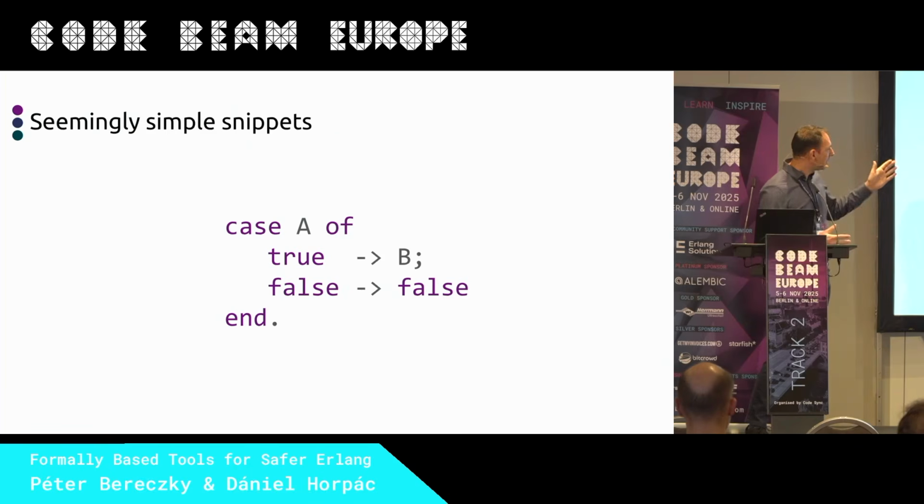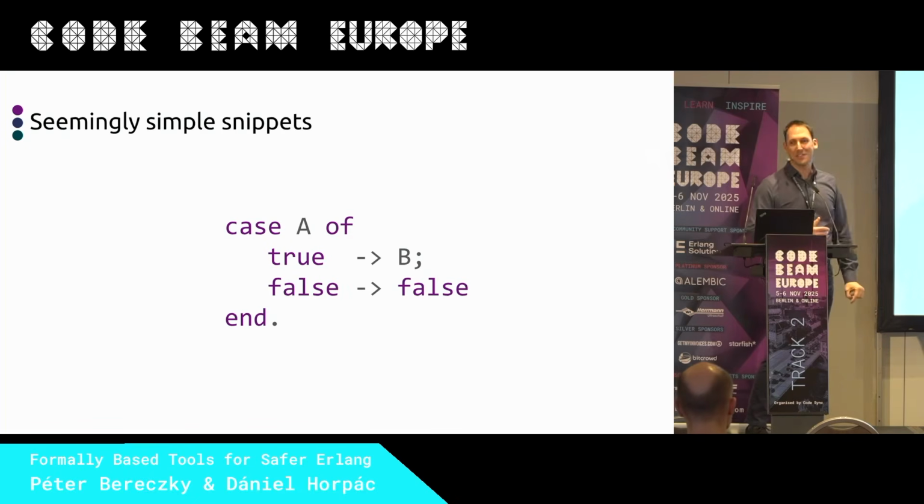So this is a case distinction, as you would say, and you have two branches, true or false. And I would say A can be either true or false. So if A is true, then you go for the first branch, evaluate B, and then you yield that result. If A is not true, it's false, then you go for the second branch and you yield false.